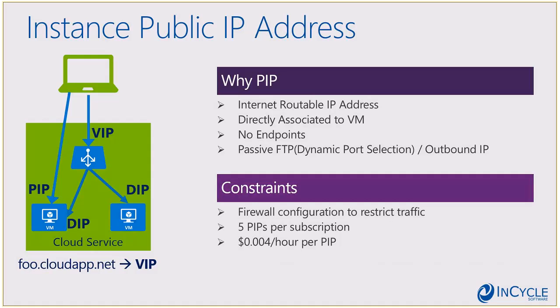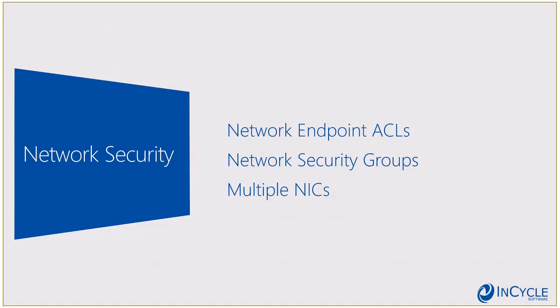So that concludes the IP addressing portion. We'll now move on to network security, and we'll talk about access control lists on network endpoints, ACLs, network security groups, and multiple NICs, and how all those various features can be used to provide robust network security on your Azure virtual network.